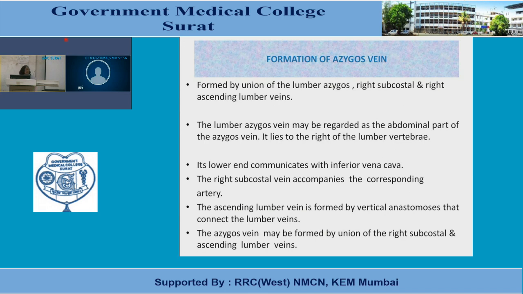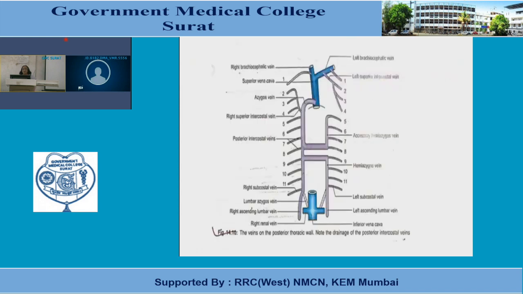The azygous vein may be formed by the union of the right subcostal and ascending lumbar veins. Now, in the diagram showing here, you can see these three are number second, third and fourth. You can see the right brachiocephalic and left brachiocephalic, both of these two forming the SVC. Now the right superior intercostal vein, both of these two, is formed by the second, third, fourth intercostal veins.